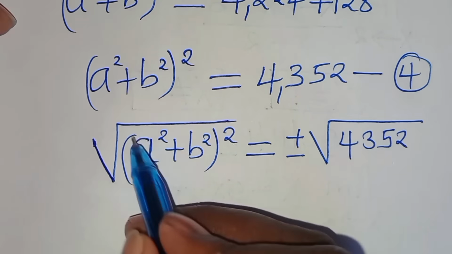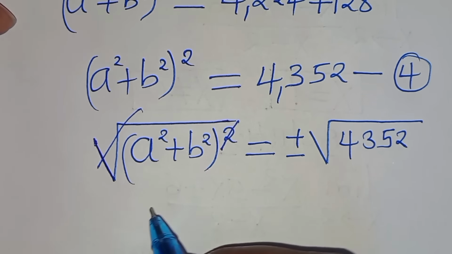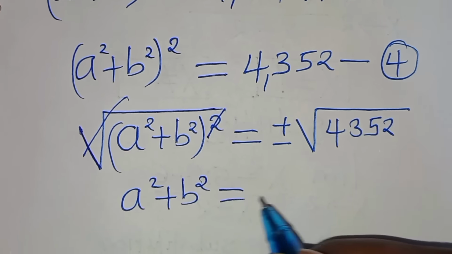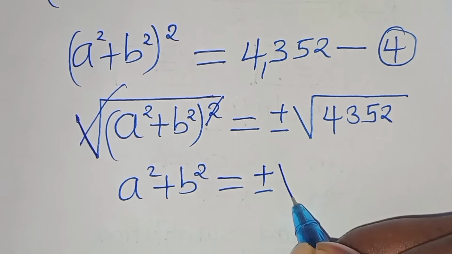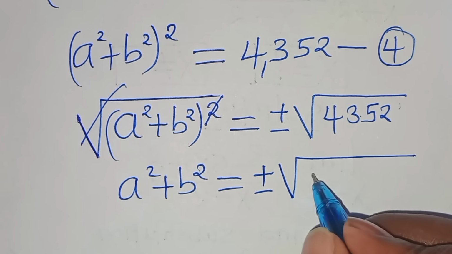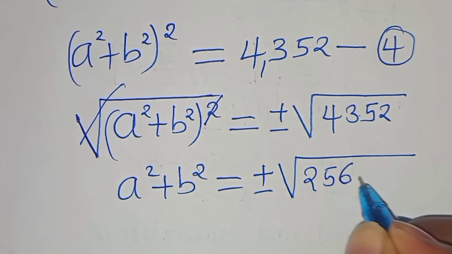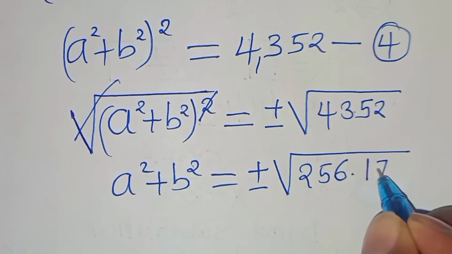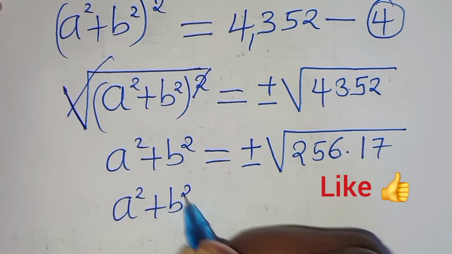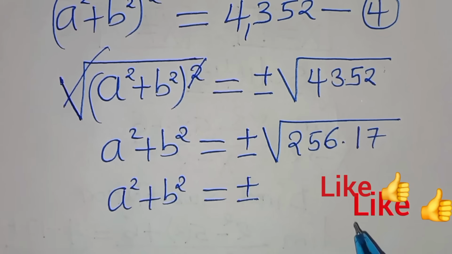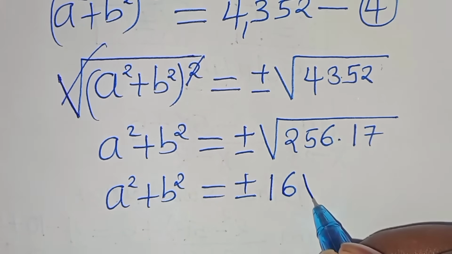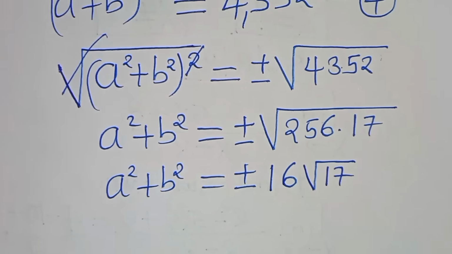The next step is to eliminate the square root sign on the left hand side so that we have a squared plus b squared. This is equal to plus or minus the square root of, we can express 4352. This is the same thing as 256 multiplied by 17. And here we have a squared plus b squared. This is equal to plus or minus the square root of 256. This is equal to 16. Then we have square root of 17.